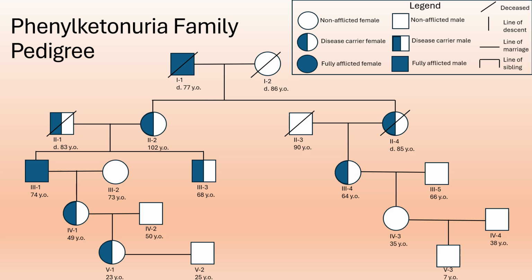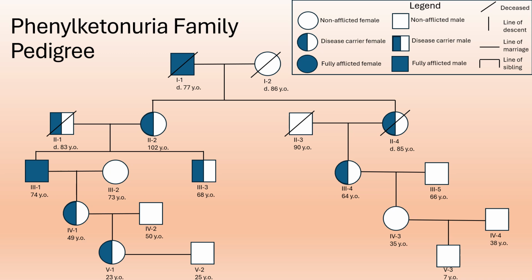So for the females, a white circle is a female that's not affected by the disease. You're going to see that most of the pedigree is white because this is a recessive disease. So more people will not be affected by the disease than will be.